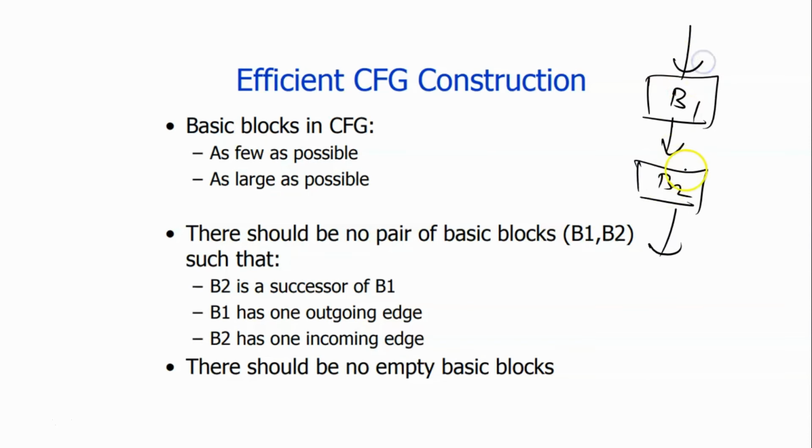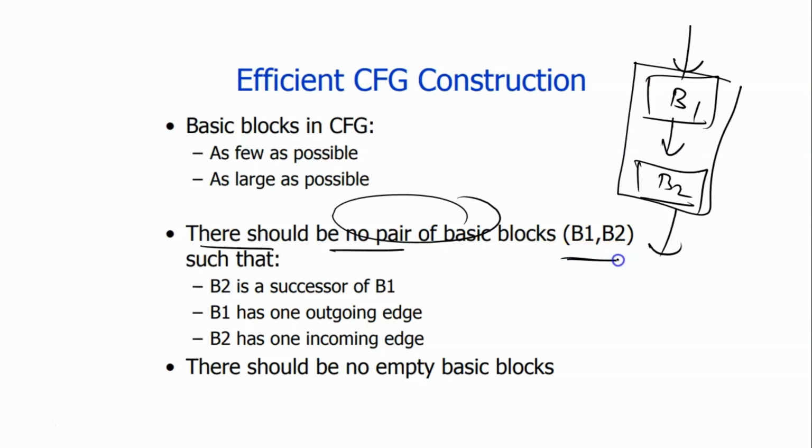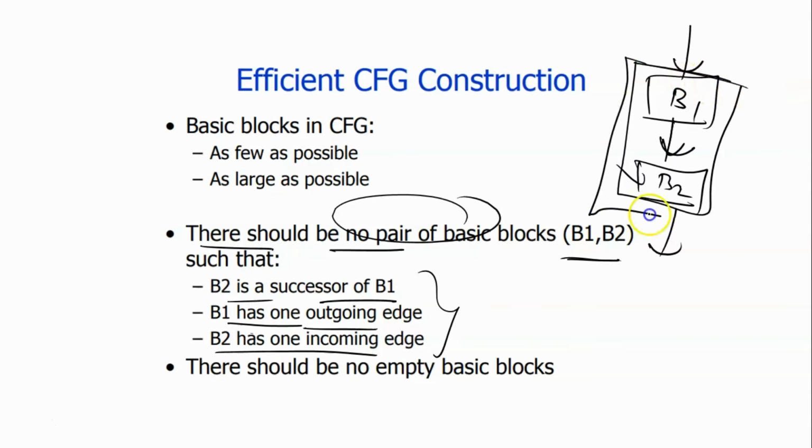This type of situation should never happen, because in this situation you can mix this B1 and B2. This is what he wants to say. There should be no pair of basic blocks such that B2 is a successor of B1. B1 has one outgoing edge, B2 has one incoming edge. This should never happen, because if it happens, you can merge B1 and B2. You can merge them.